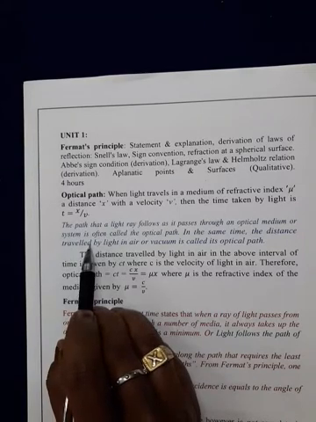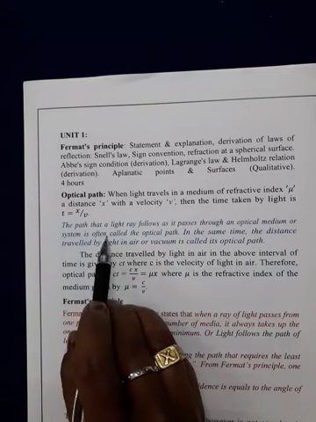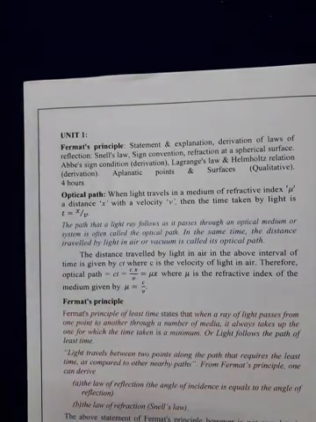The path that a light ray follows as it passes through an optical medium or a system is often called the optical path. In the same time, the distance traveled by light in air or vacuum is called optical path.